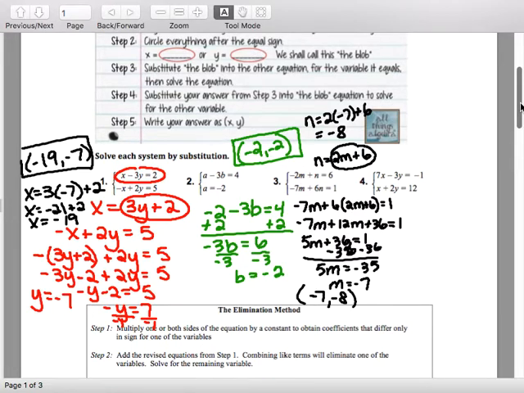All right, what questions do you have so far? Is this coming back to you? Do you remember it from Algebra 1? Awesome. All right, try number 4, use substitution.